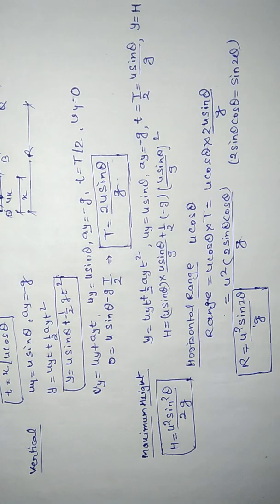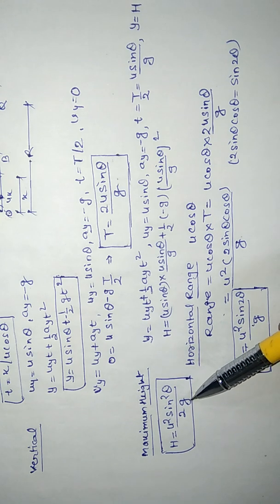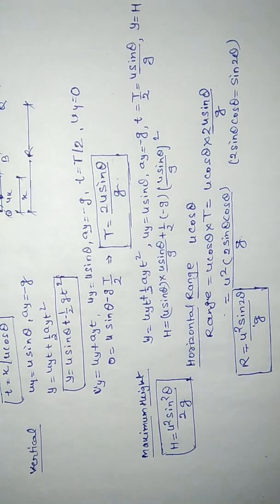So these are the formulas for calculating the time of flight, maximum height, and the range of a projectile when it is fired at a certain angle.